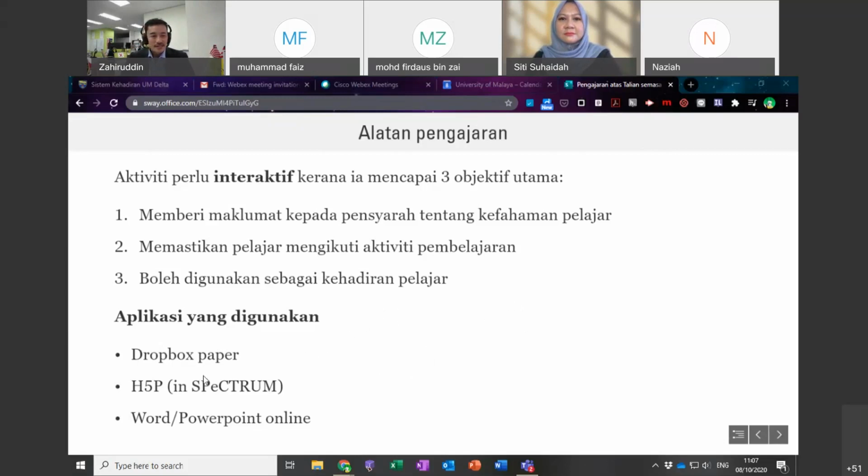Okay, so going back to the applications that we use: Dropbox Paper, H5P in our Spectrum, and also Word and PowerPoint Online. Word and PowerPoint Online come free with the Office 365 account. The students will also be able to use the same account, because for the institution, once the lecturer gets the usage, the students are also given the same account. So then you'll be able to interact online in real time using Word or PowerPoint or other Microsoft suite of productivity tools.